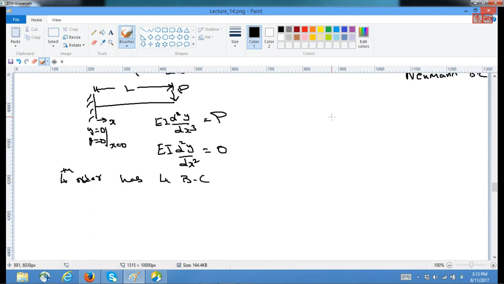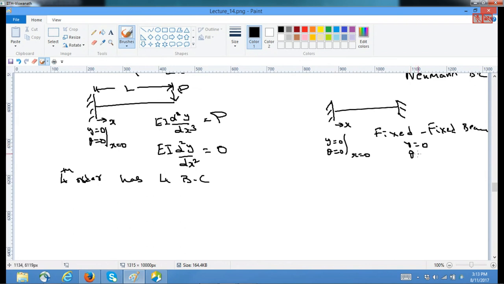If you take, let's say, a fixed beam, what are the boundary conditions? Let's say x is measured from here. y is equal to 0 and theta is equal to 0 at x is equal to 0, and y is equal to 0, theta is equal to 0 at x is equal to L. These are the boundary conditions for a fixed beam.